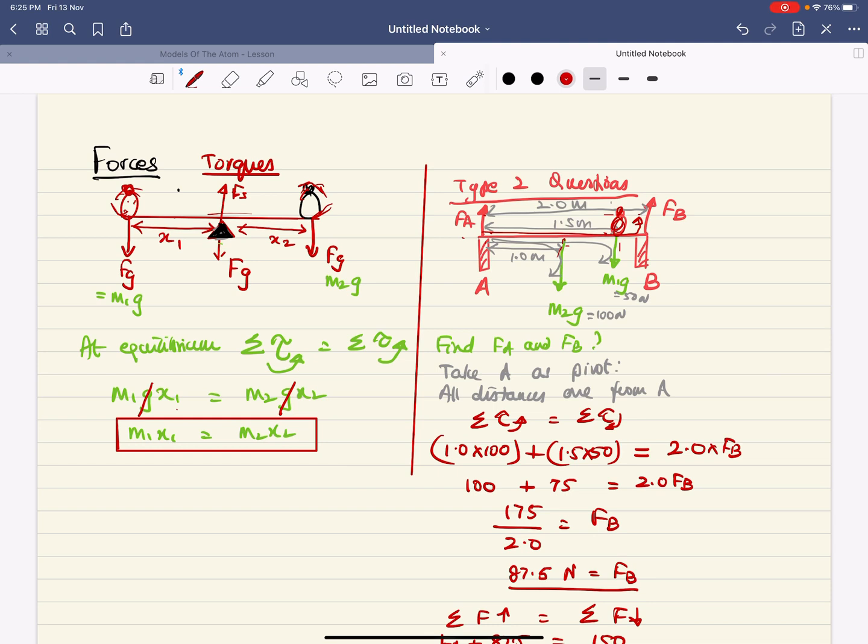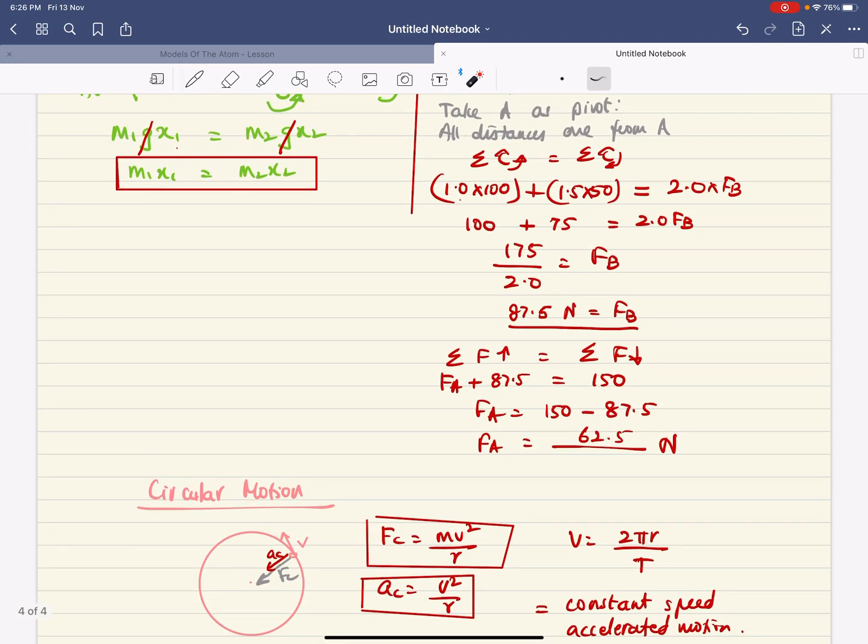So at equilibrium, the sum of clockwise torques equals the sum of anti-clockwise torques. So I've just gone force times distance plus force times distance. These are both clockwise torques, and that is your anti-clockwise torque. This one's clockwise, that one's clockwise, and this one is anti-clockwise. And that's equal to twice, that's distance times force. You solve that and you get your answer.